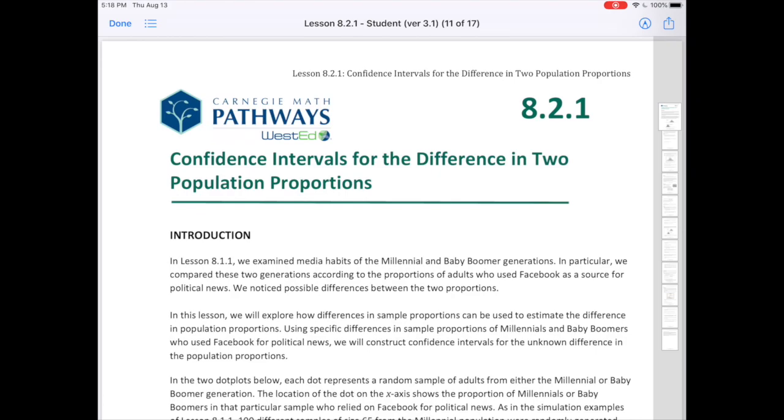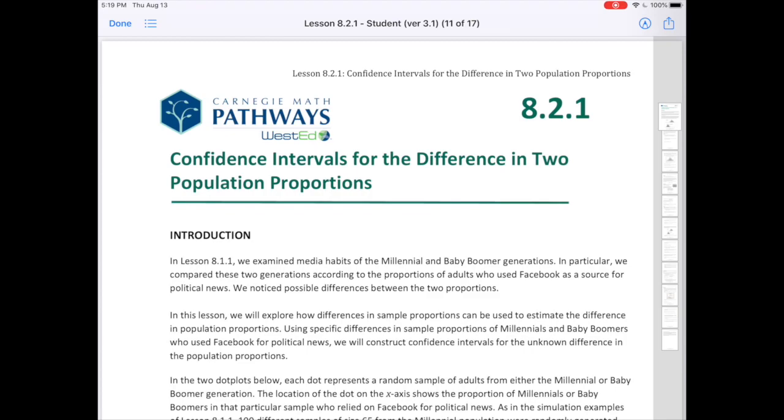This is lesson 8.2.1, Confidence Intervals for the Difference in Two Population Proportions. Introduction. In lesson 8.1.1, we examined media habits of the millennial and baby boomer generations. In particular, we compared these two generations according to the proportions of adults who used Facebook as a source for political news. We noticed possible differences between the two proportions.